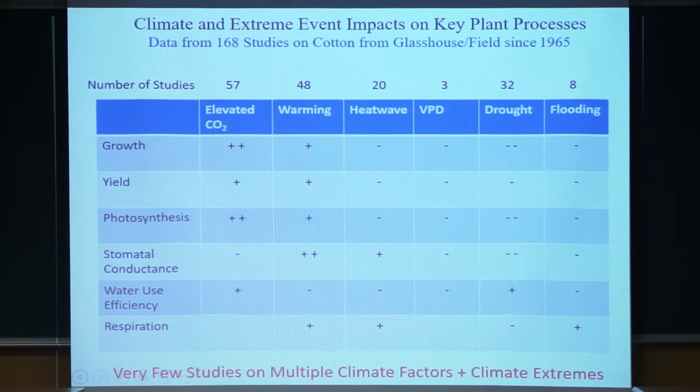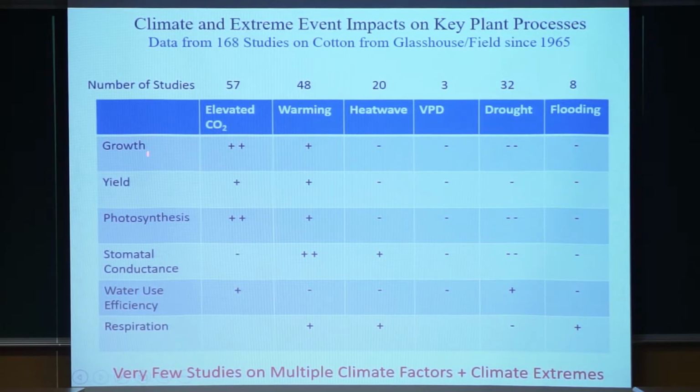So we did a little bit of book work, and we looked at climate and extreme event impacts on key plant processes in cotton. We found 168 studies on cotton since 1965 from glasshouses to field that had one of these climate variables involved. So certainly elevated CO2 and warming have been looked at fairly heavily, as has drought, with a bit less on heat waves and flooding. And really VPD has only come into vogue more recently among scientists, although it's been important for a long time.